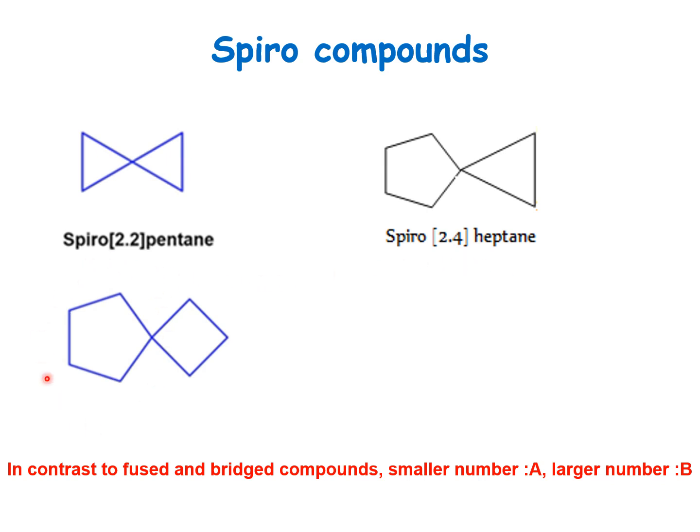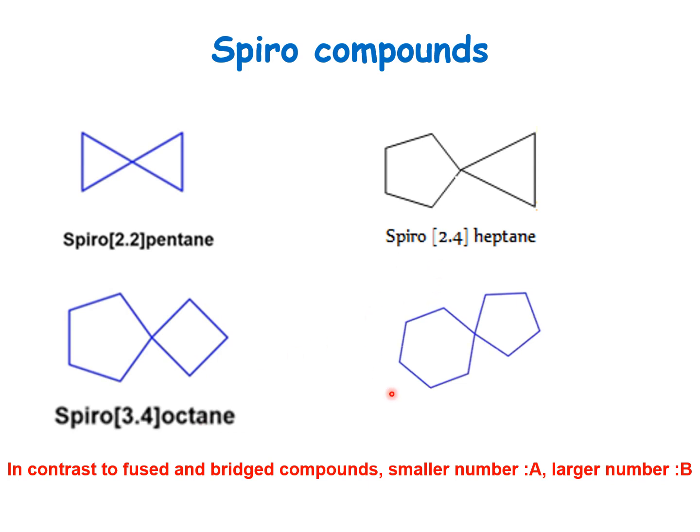Quickly you can see now it is 5 plus 4. So total comes 9, but one carbon is common, so it must be octane. In octane, one side 3 carbon atoms, another side 4 carbon atoms. We write lower number first.